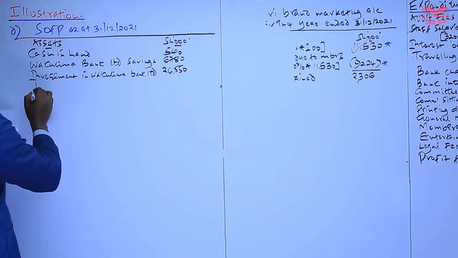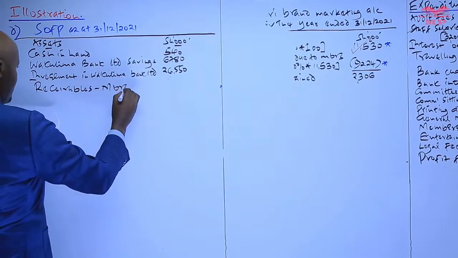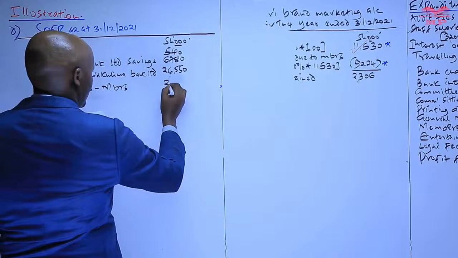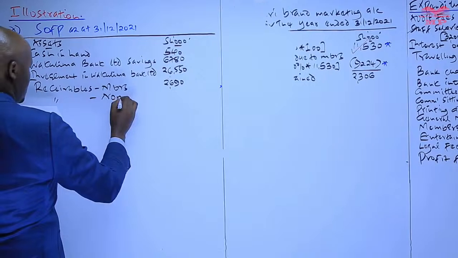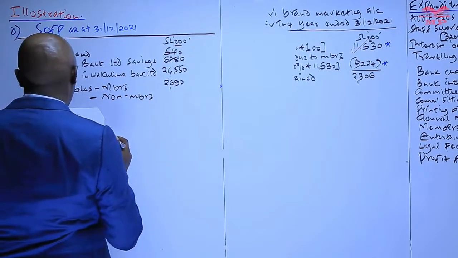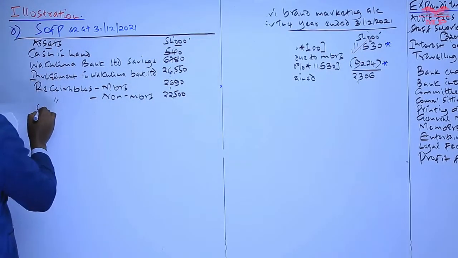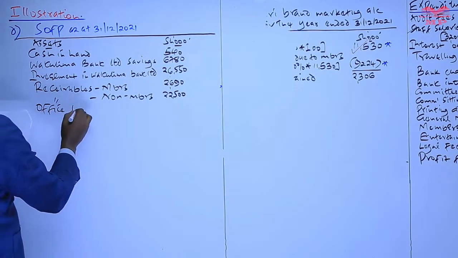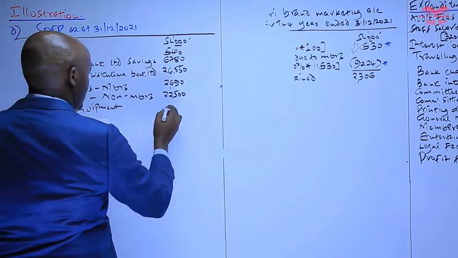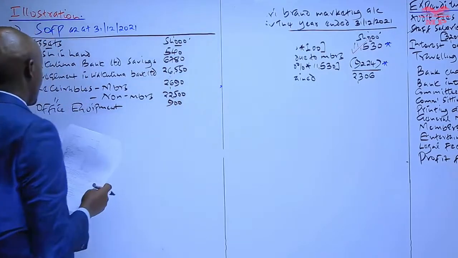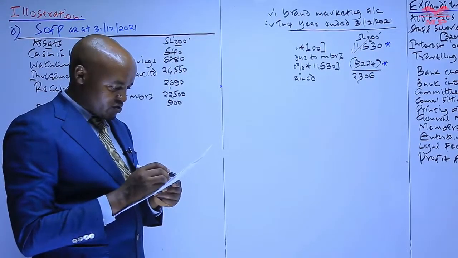Then below that we have receivables. We have receivables from members, which is a figure of 2960. We also have receivables from non-members, a figure of 22,500. And then we also have office equipment. Office equipment is a figure of 900. Yes, so I think those are some of the items which we have in the trial balance.